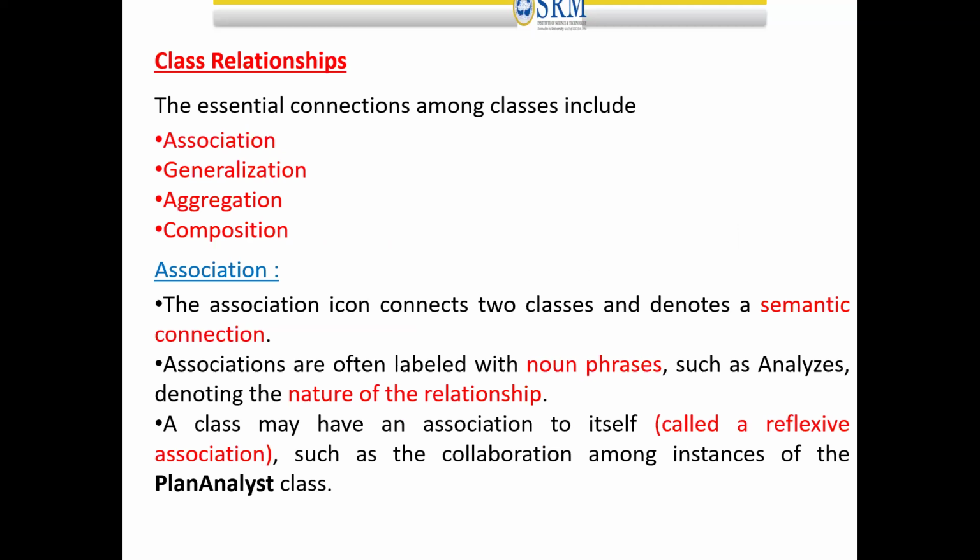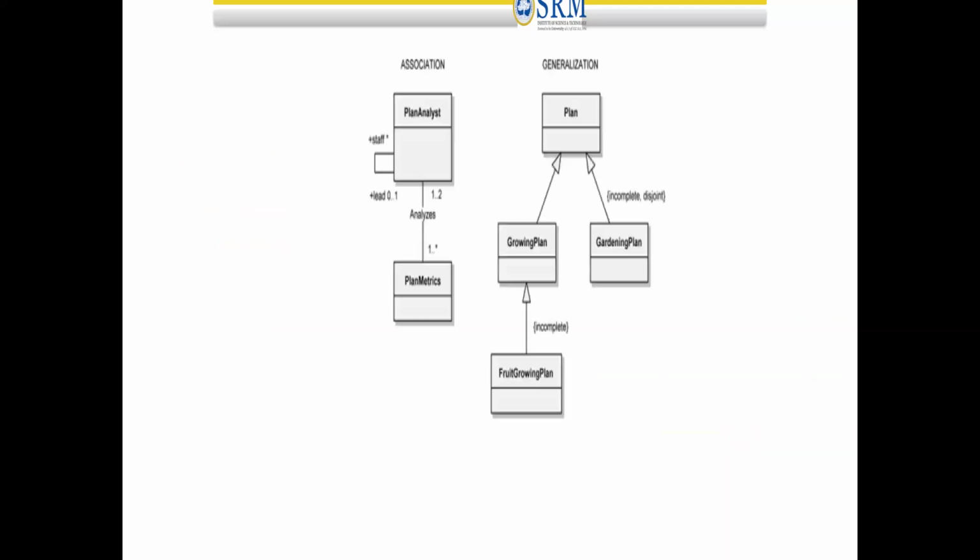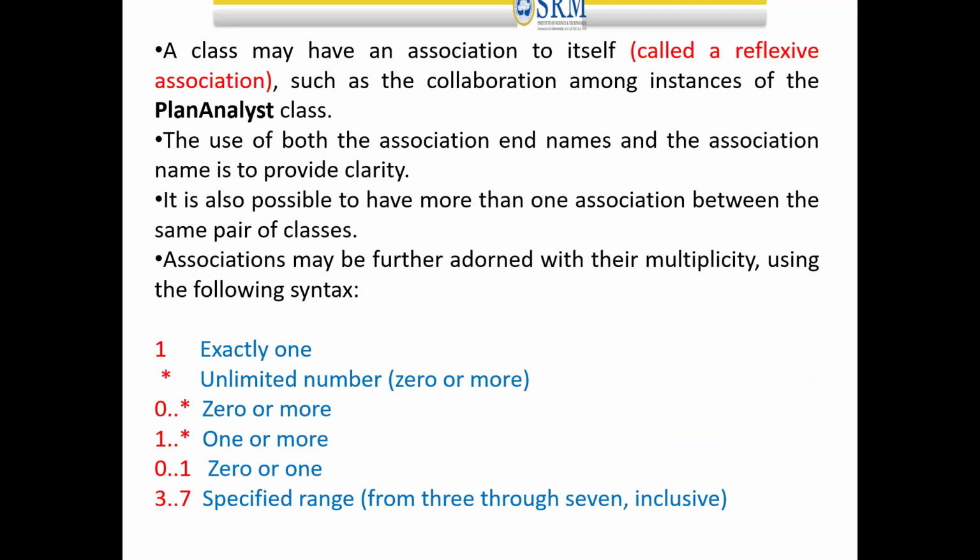What is association? The association icon connects two classes and is denoted by a semantic connection. Associations are often labeled with noun phrases such as analysis, denoting the nature of the relationship. A class may have an association to itself, called a reflexive association, such as collaboration among instances of the class. So this is the association class: plan analysis, plan metric, growing plan, gardening plan, and fruit growing plan.